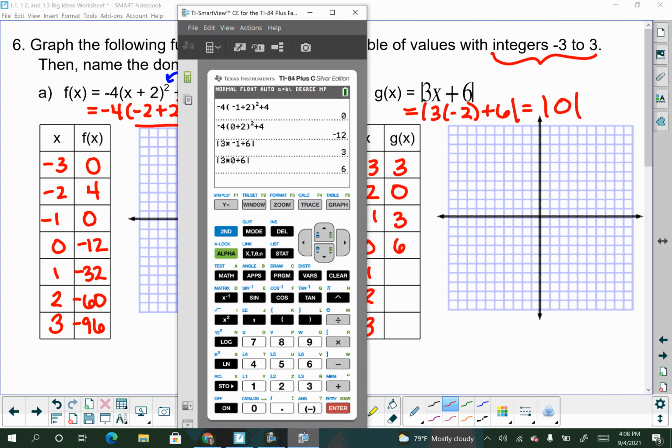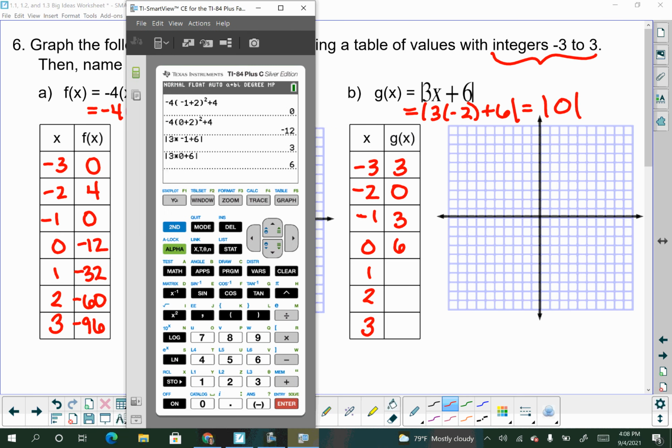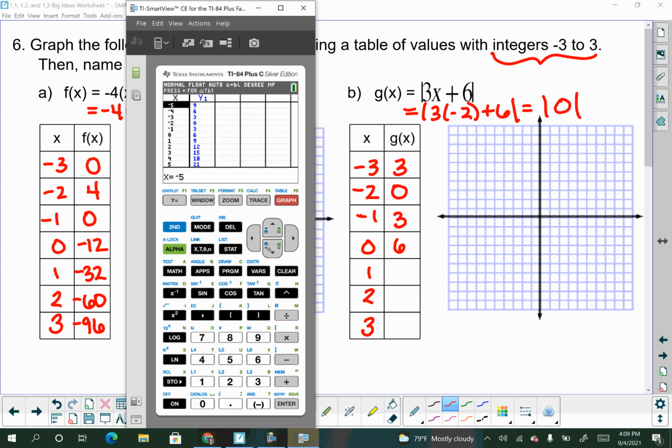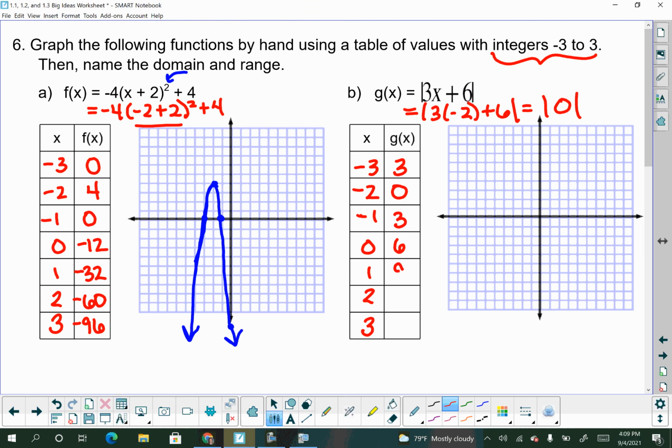You can also put it in your y equals, so it'll show up in the table. Y equals. Clear out what you have. Let's get that absolute value sign again under math. Arrow to the right to the number menu and hit enter. 3x plus 6, just putting our equation in. And then second table to see my table of values. So what are we looking for? 1, 2, and 3: 9, 12, and 15.